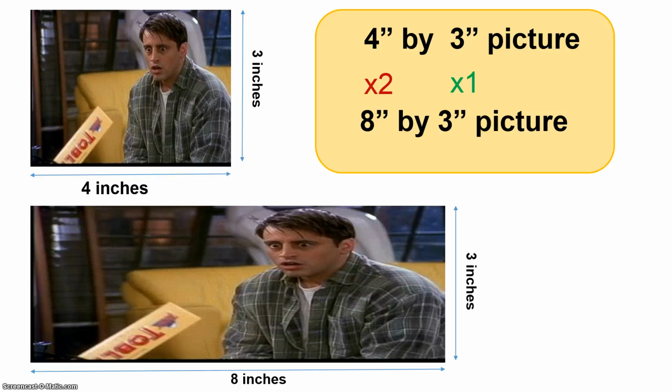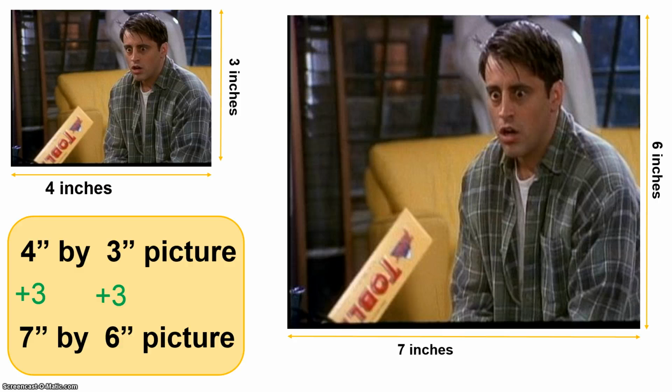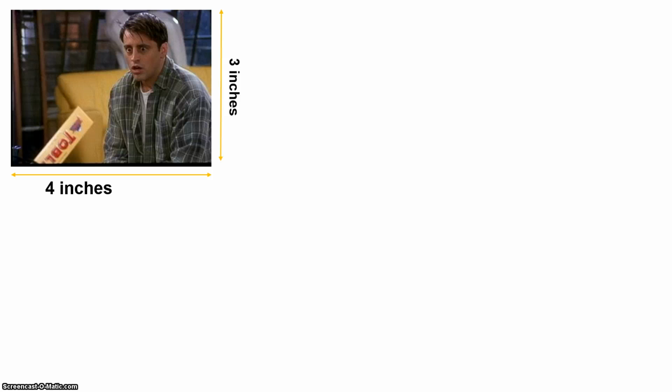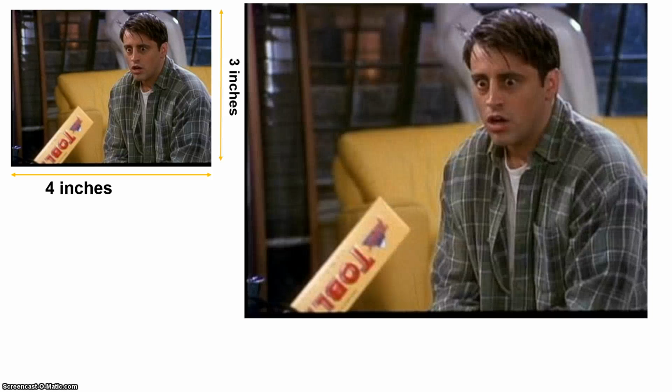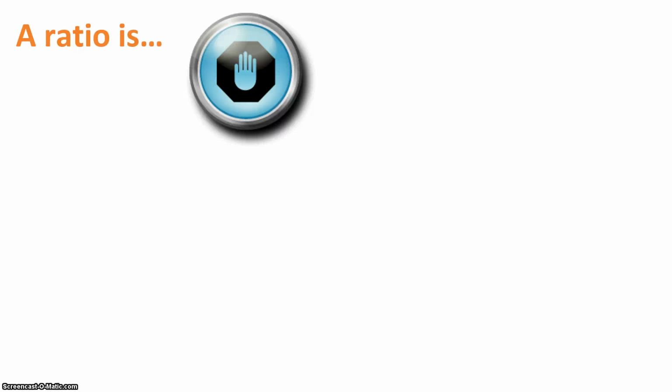Notice that we also get distortion if we were to go another direction and instead, say, add a number like 3 to both dimensions. Adding 3 inches will also produce a distorted image. However, multiplying both dimensions, width and height, by the same number will create an image that is not distorted, one that we could use for our poster. The reason behind this is the concept of a ratio.